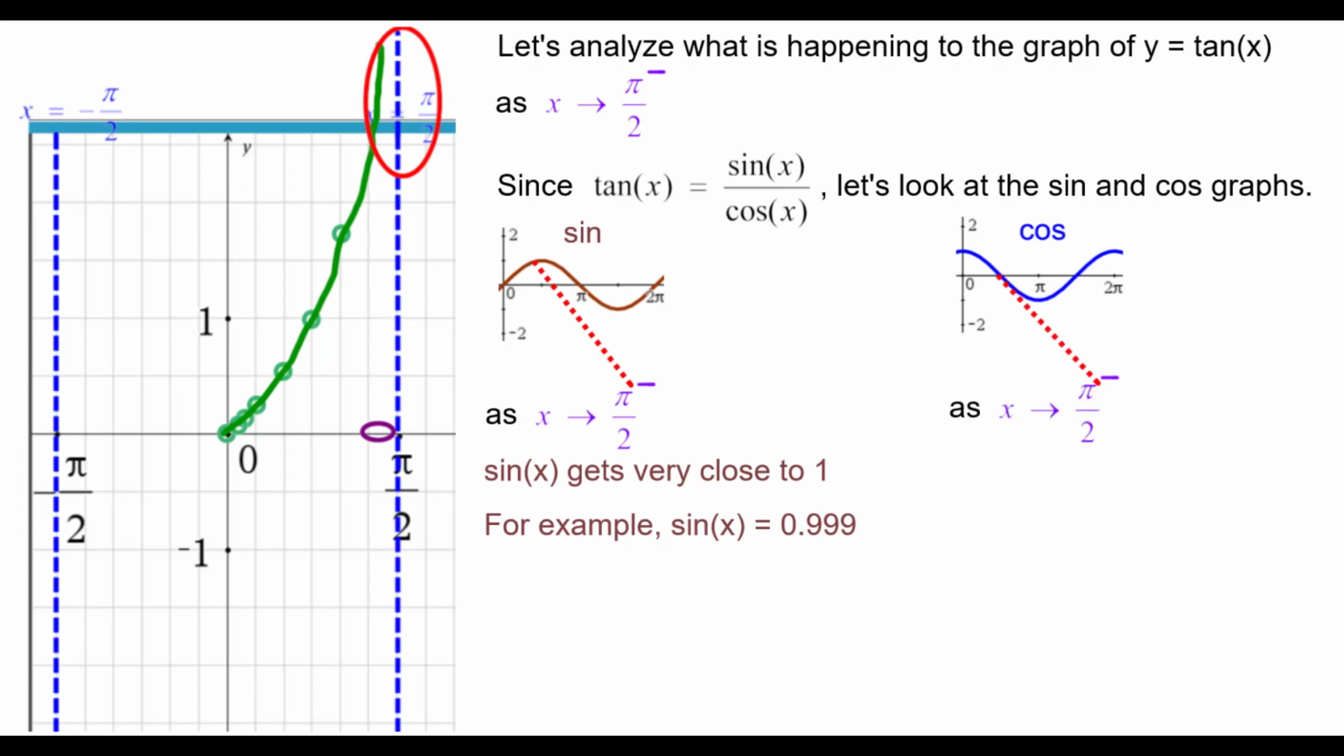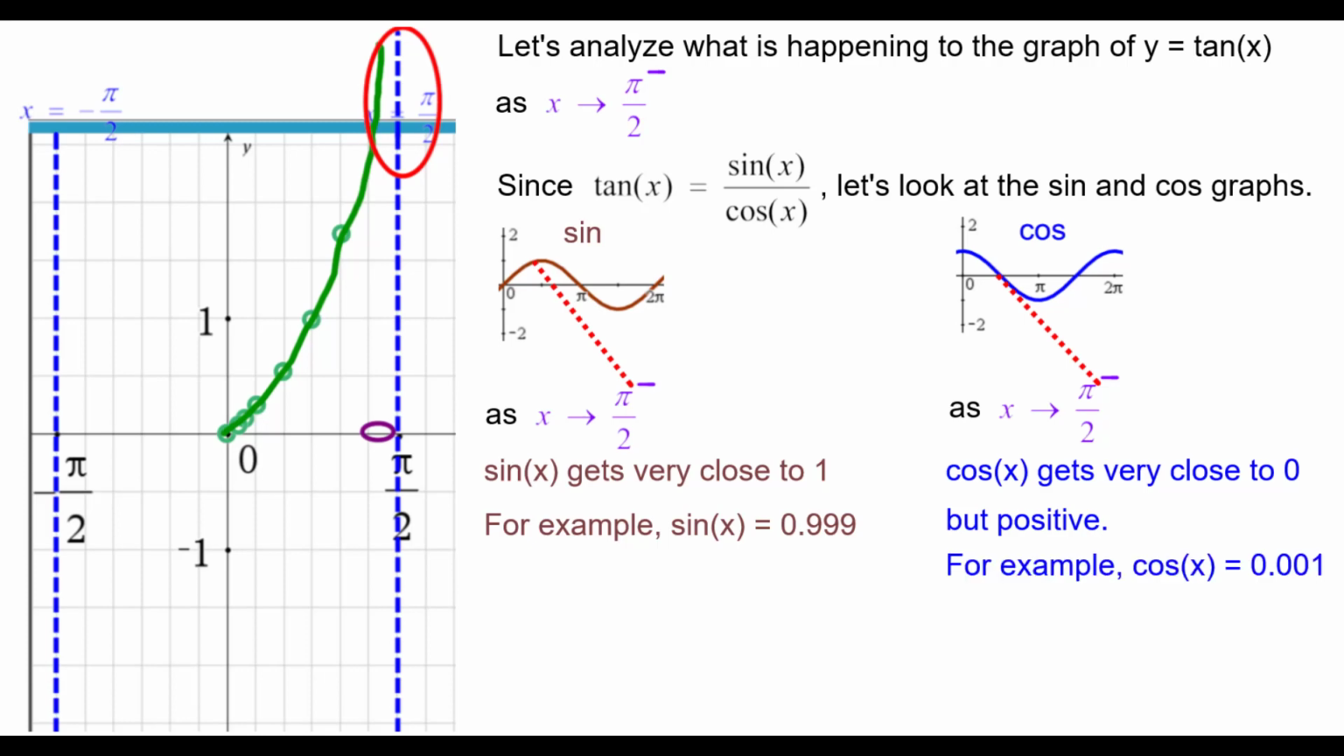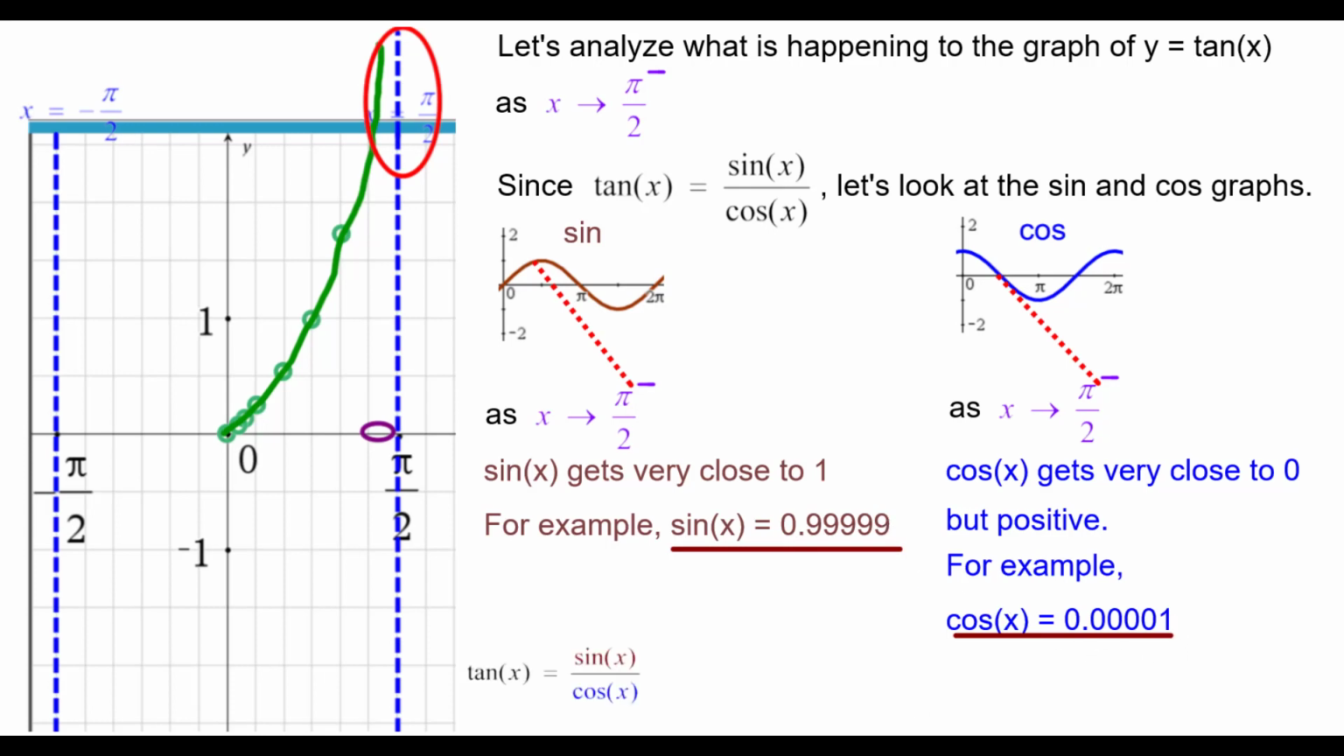As x approaches pi over 2 from the negative or left side, the cosine is getting very, very close to 0, but positive. Notice it's positive. So cosine of x could be about 0.001. So dividing those two numbers, we're going to get 999. So as x gets very close, the sine gets close to 1, the cosine gets close to 0, this number is getting really, really big. But we could try it again with maybe 0.9999, and then cosine is about this, and when we divide those two numbers, we're getting a huge number.